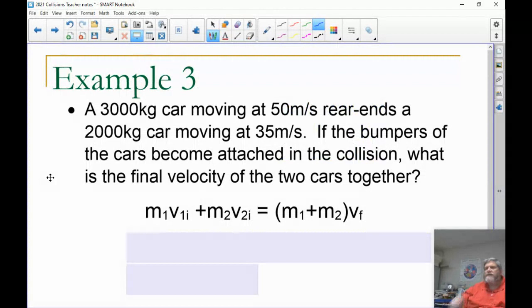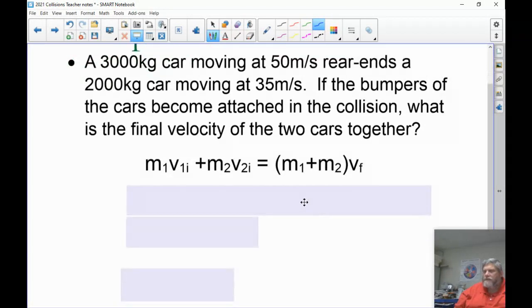All right, so a 3,000 kilogram car moving at 50 meters per second rear ends a 2,000 kilogram car moving at 35 meters per second. So it says rear end, so they're both moving in the same direction, so they both have positive velocity. If the bumpers of the cars become attached in the collision, so they stick together, what's the final velocity of the cars together?